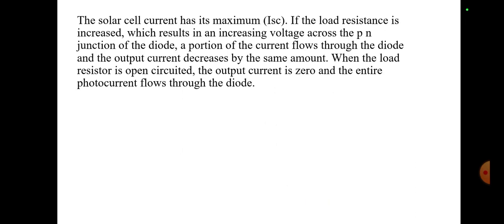If the load resistance is increased, the voltage across the PN junction of the diode increases. A portion of the current flows through the diode, and the output current decreases by the same amount. When the load resistor is open circuited, the output current is zero and the entire photo current flows through the diode.